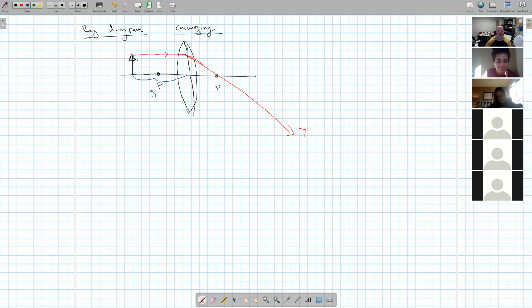Ray number 2 is going to be the one which goes through the focal point on the near side, hits the center of the lens, and then gets refracted parallel to the principal axis. So this is ray number 2. Again, this one comes down through the focal point on the near side, hits the center of the lens, and then gets refracted parallel to the principal axis. And then ray number 3 is the one which goes directly through the center of the lens, and there is no deflection of the ray. It just continues to go in a straight line. So this one passes through the center of the lens, keeps going, and comes out on this side. So this is ray number 3.